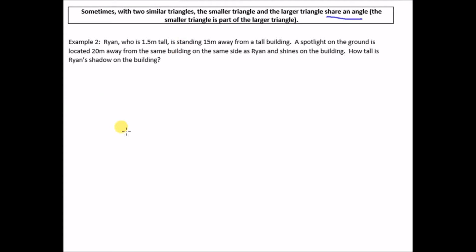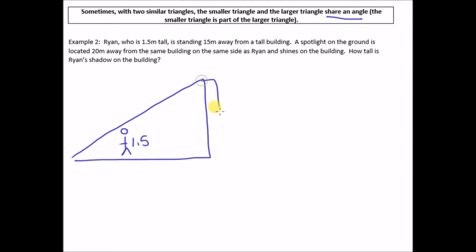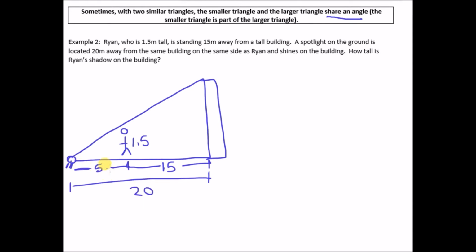Okay, so Ryan, who is 1.5 meters tall, is standing 15 meters away from a tall building. So this is going to be the building here. So from here to here is 15 meters. Okay, a spotlight is on the ground located 20 meters away from the same building. So here's the spotlight. So this entire distance is 20. So then this would be 5, of course. You just do that subtraction.